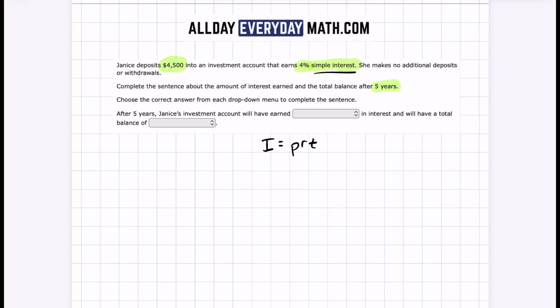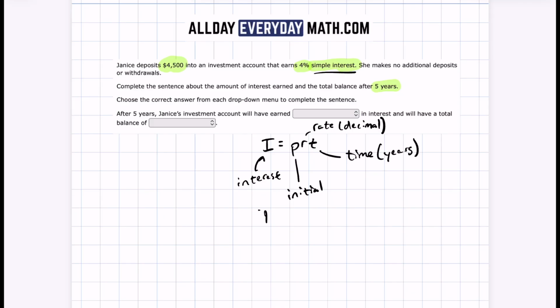I is just going to be the interest earned. P is going to be the principal, or the initial amount, or the starting amount. R is going to be the interest rate, and we're going to write that as a decimal. And T is going to be time, and that's going to be in years. So we have the starting amount, the interest rate, and the time in years, and we're just going to plug all this into our formula.